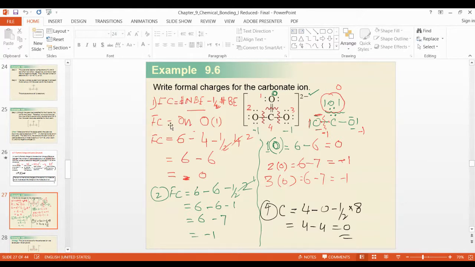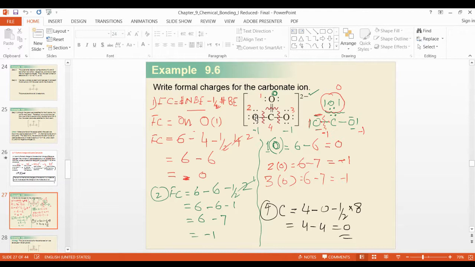Now look here, number 1 oxygen: 1 carbon, 1 oxygen. Valence electrons 6 minus 4 non-bonding electrons, 1 2 3 4, minus half bonding electrons. There is a double bond between carbon and oxygen, so there are 4 bonding electrons. So you put 6 minus 6, you get 0. So for number 1 oxygen, the formal charge is 0.